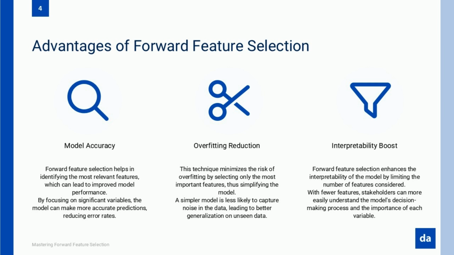So better accuracy, less overfitting, and clearer interpretations sounds pretty solid, right? But before we get too excited, let's talk about the flip side. Because while forward feature selection is powerful, it's not perfect, and if you're not careful, you could run into some serious pitfalls. Let's get into that next.